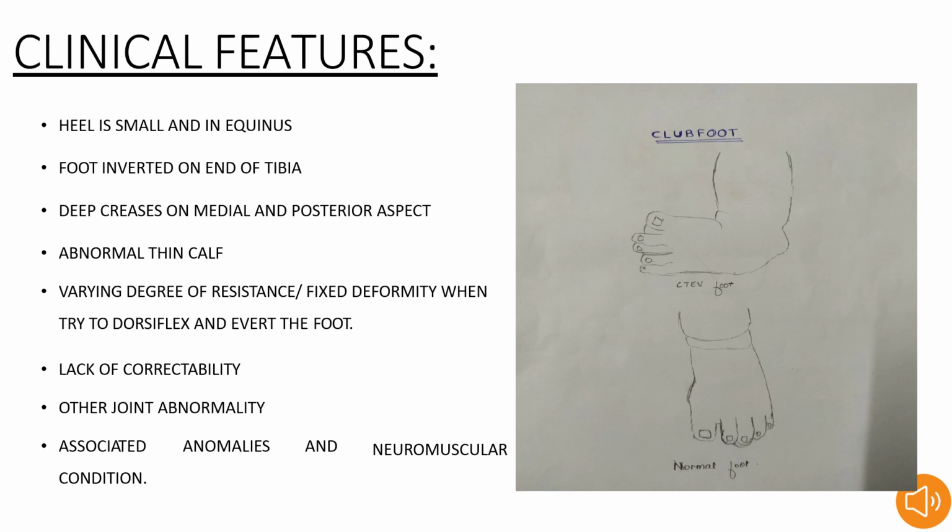Now, the clinical features. Mostly the heel is small and in equinus, and the foot is inverted in relation to the tibia. There is an abnormally thin calf, and a varying degree of resistance when we try to dorsiflex and evert the foot. It may be associated with anomalies and neuromuscular conditions discussed previously.